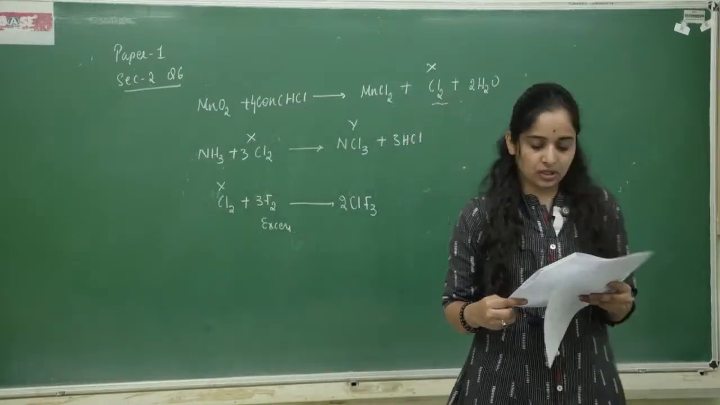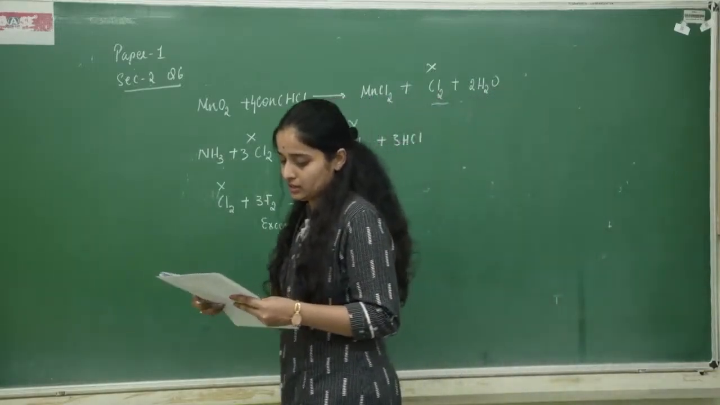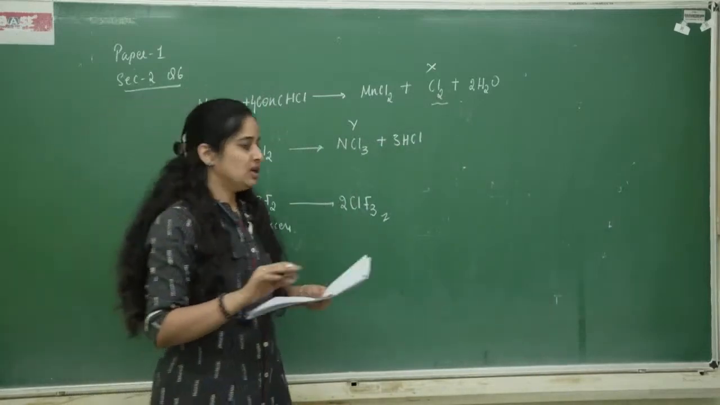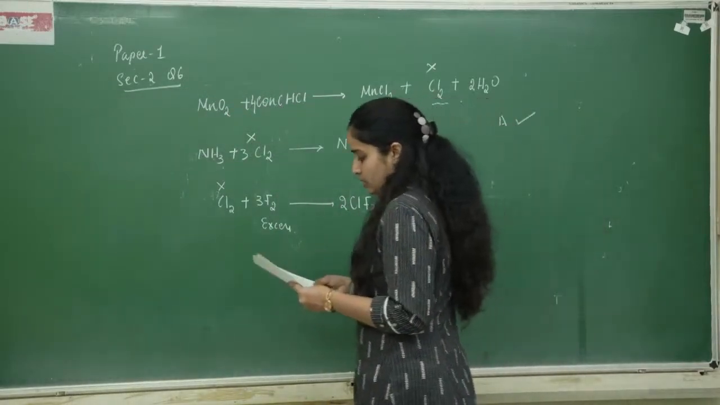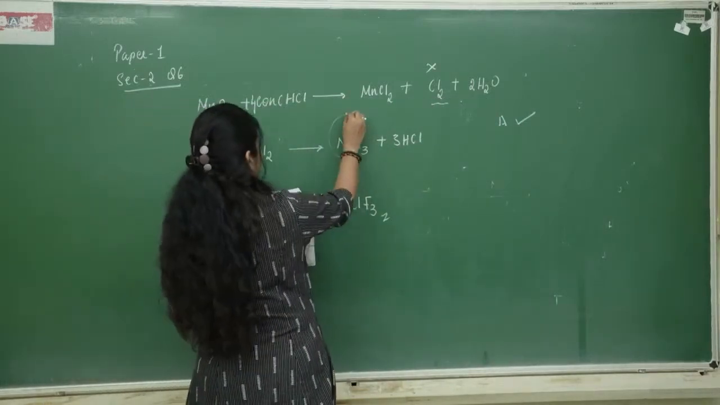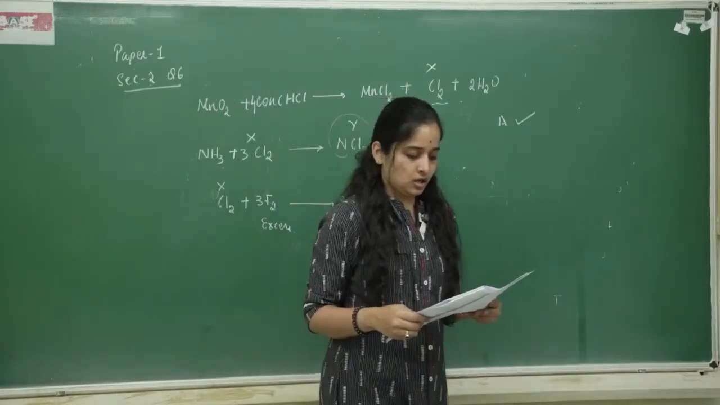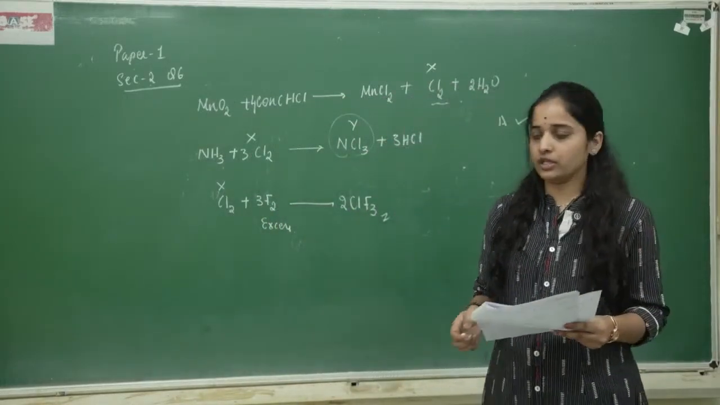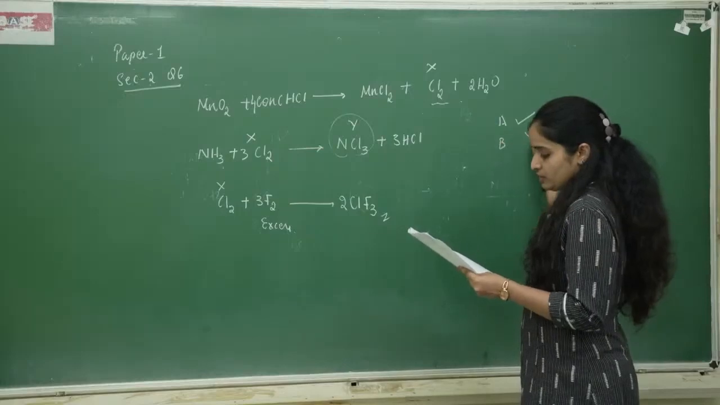Let us see the options. This is Z. X is used for sterilizing drinking water. Yes, this is conceptual. Option A is correct. B: Y is planar. Do we get a planar structure? If you see nitrogen valency, the number of unpaired electrons, that is 2 we have, and it is pyramidal. So option B is not correct.